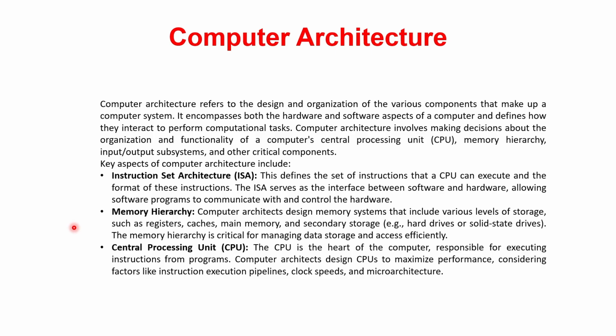There are three key aspects of computer architecture covered here. First, the instruction set architecture, which we already discussed in detail. This defines the set of instructions that a CPU can execute and the format of these instructions. The ISA serves as the interface between software and hardware, allowing programs to communicate with and control the hardware.